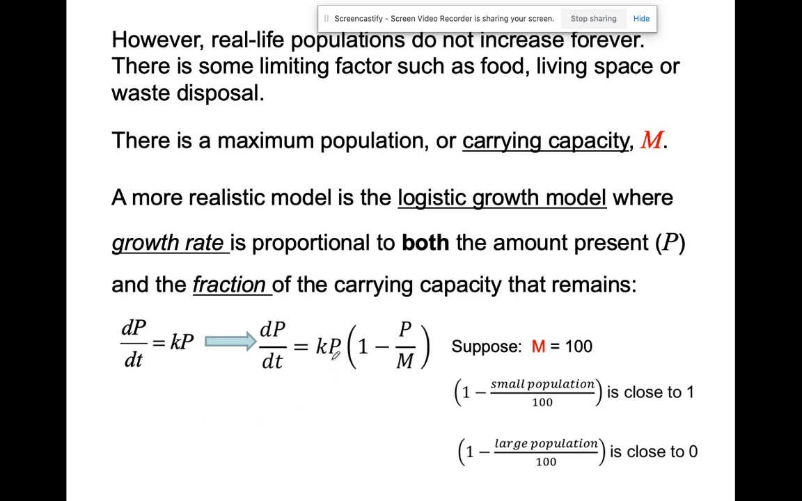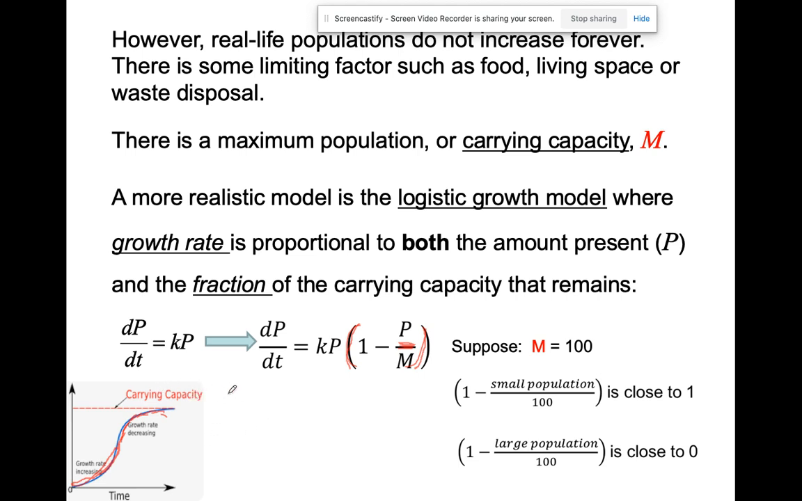You still have your k times p. There's your exponential swoosh, but you're going to multiply it times 1 minus how much of the maximum carrying capacity have you used up. And that'll slow your growth down. So here's what the curve looks like. Do you see the exponential growth at the beginning? Here's your swoosh right here. But then this factor starts to slow the growth down, and you reach a limit of the carrying capacity. How quickly you get to the carrying capacity depends upon this fraction.